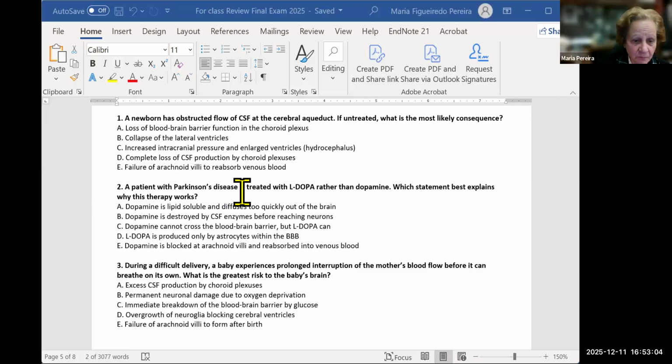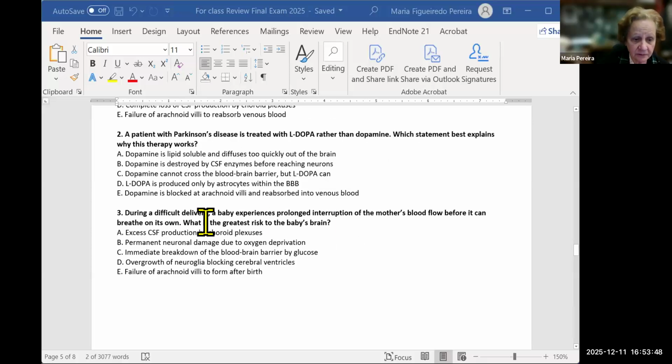Okay. A patient with Parkinson's disease is treated with L-DOPA. Remember, L-DOPA is the precursor of dopamine, and you cannot treat with dopamine because dopamine does not cross the blood-brain barrier, but L-DOPA, the precursor, does. So it's treated with L-DOPA rather than dopamine. Which statement best explains why this therapy works? Dopamine is lipid soluble? No. Dopamine is destroyed by CSF enzymes? No. Dopamine cannot cross the blood-brain barrier, but L-DOPA can. So C is the correct one.